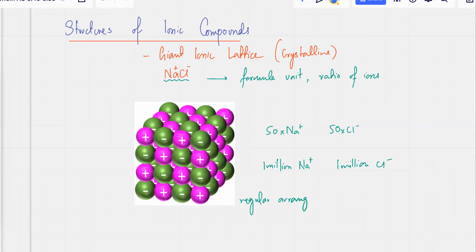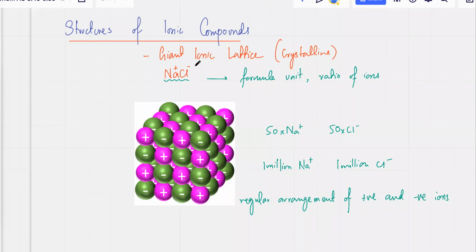of oppositely charged ions, of positive and negative ions. And they would be alternatingly arranged. There's going to be a positive ion that would be attached to a negative ion, which would be then attracted to a positive ion, and so on.